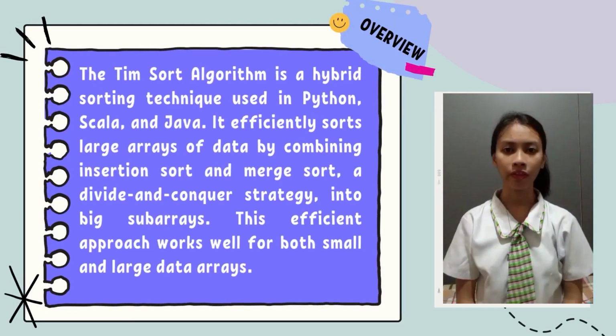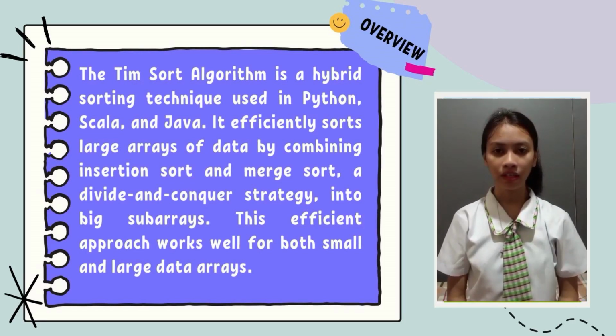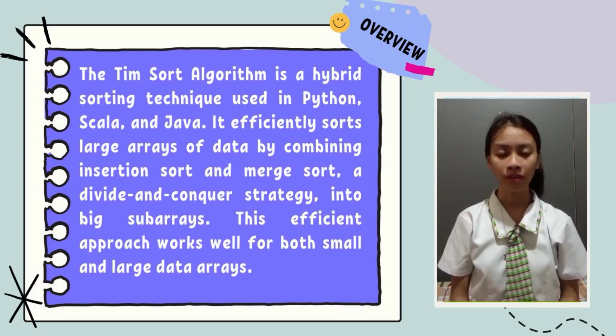TeamSort is a hybrid sorting technique used in Python, Scala, and Java. It efficiently sorts large arrays of data by combining insertion sort and merge sort, a divide and conquer strategy, into big subarrays. This efficient approach works well for both small and large data arrays. Since TeamSort is an in-place sorting algorithm, no extra storage space is needed. For vast arrays of data, this can be a very useful benefit.